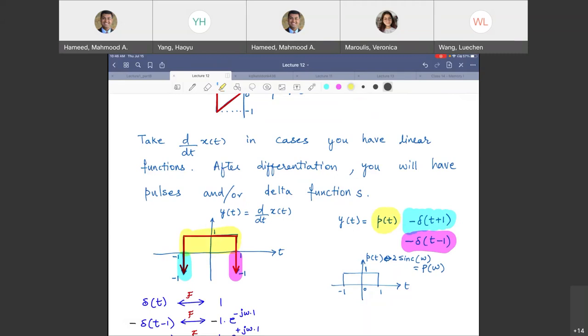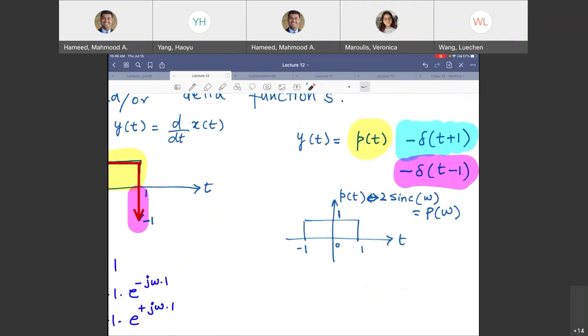Now let's try to use the Fourier transform of p of t. We have seen this before. Negative 1 to 1 with a height of 1, 2 sinc omega. What am I using? I'm using negative t1 to t1 with a height of 1 in time domain. The Fourier transform of this is what? 2 t1 sinc omega t1.